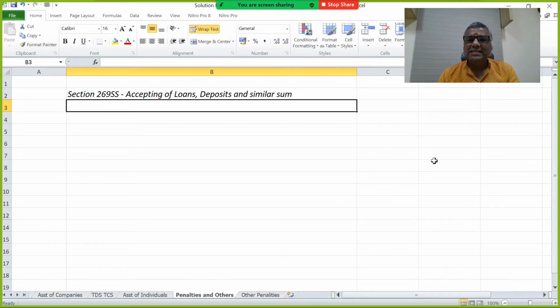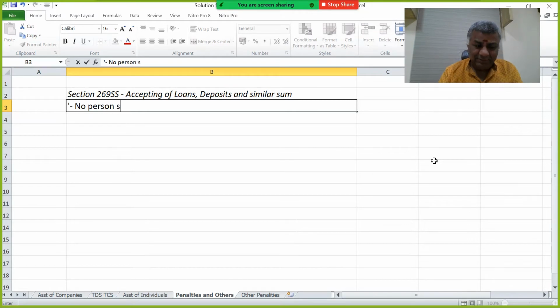Okay, accepting of loans, deposits, and similar. So this provision is not for the lender. It is for the acceptor.